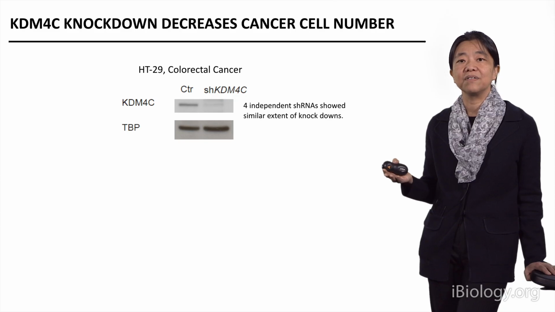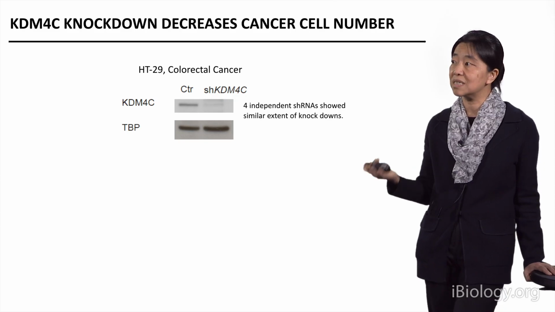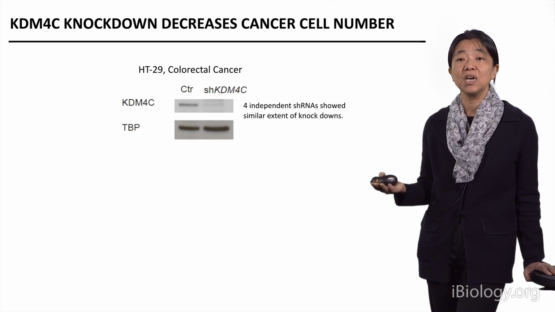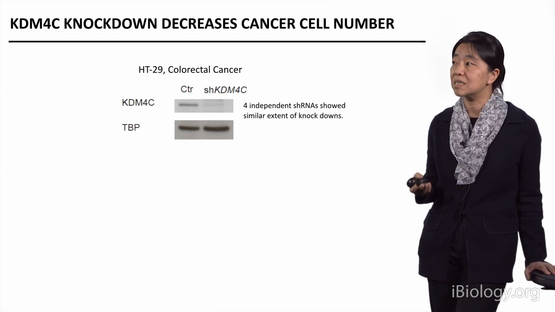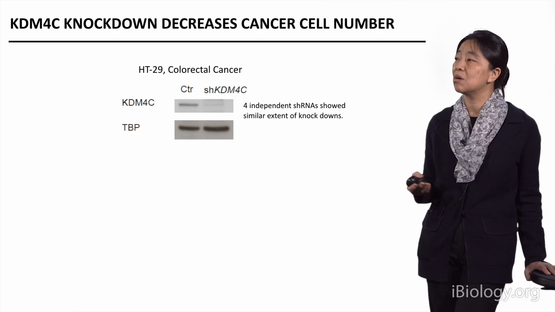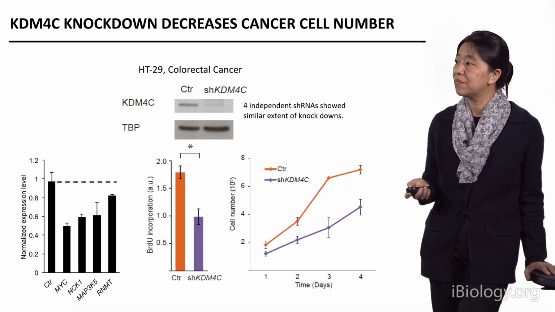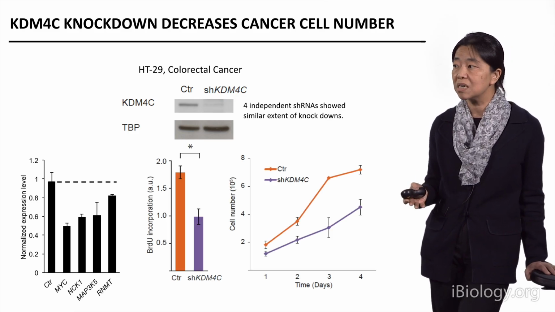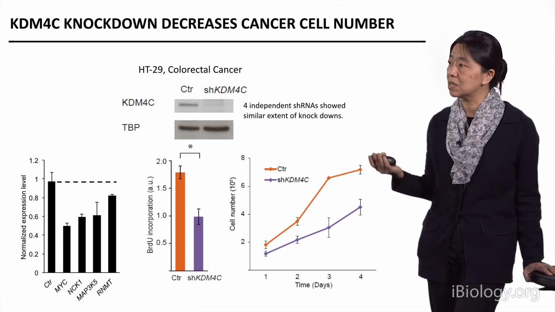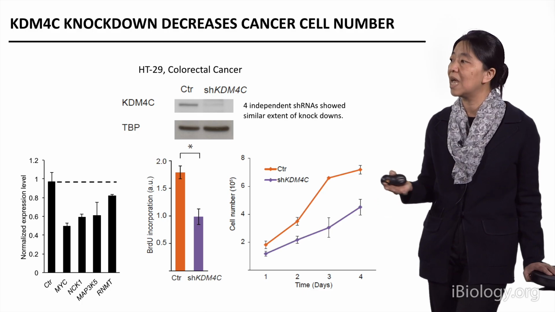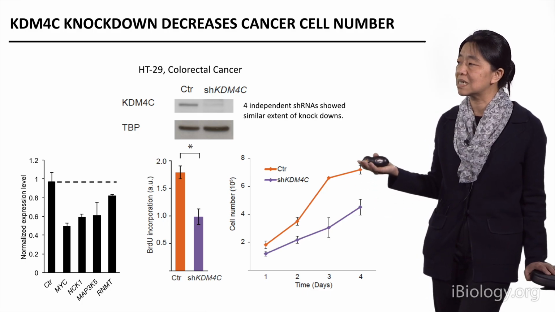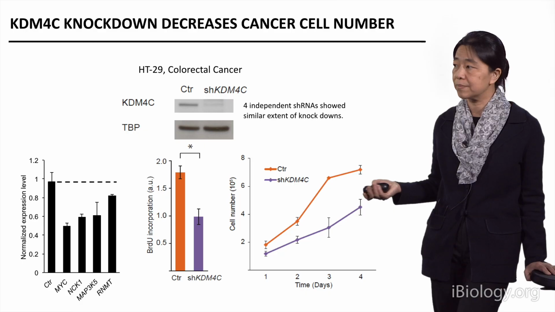We then asked, in these cancer tissues, if we knock down KDM4C level, do we slow down the cell growth? So here's an example where we knock down KDM4C in colorectal cancer. First, we see that the target genes such as MYC have a lower expression level following KDM4C knockdown, and as a consequence, the cells also grow slower.